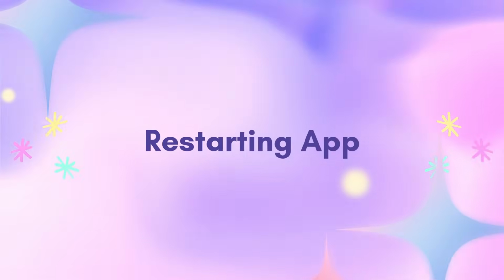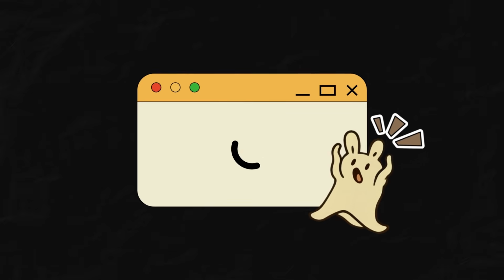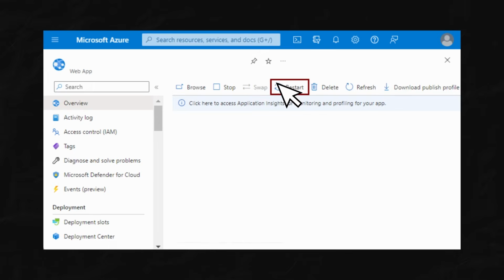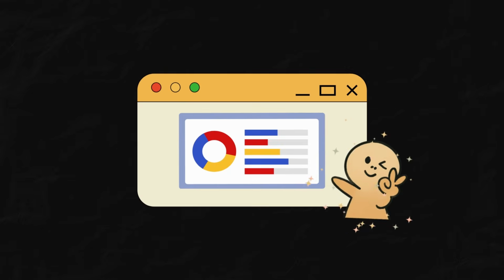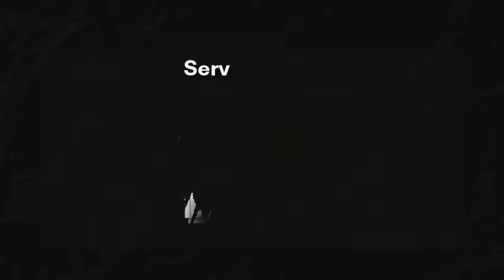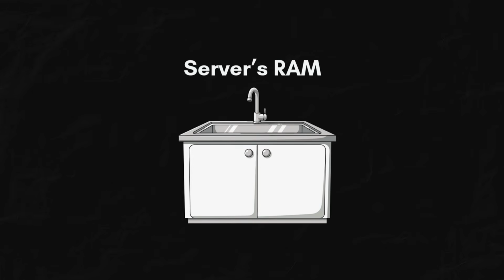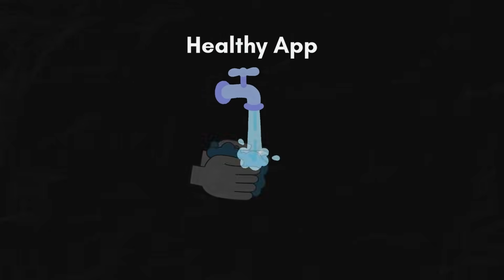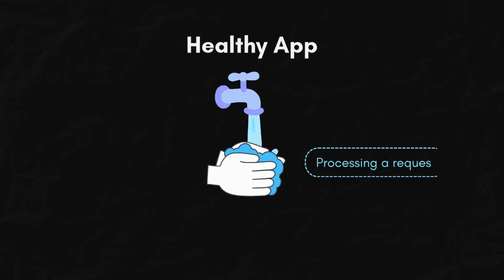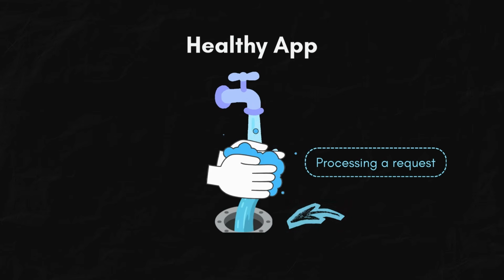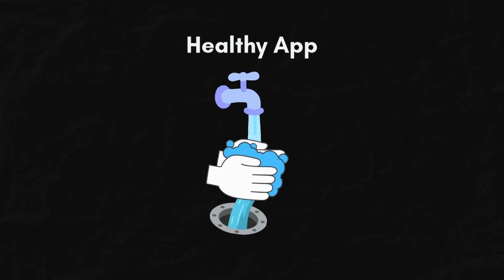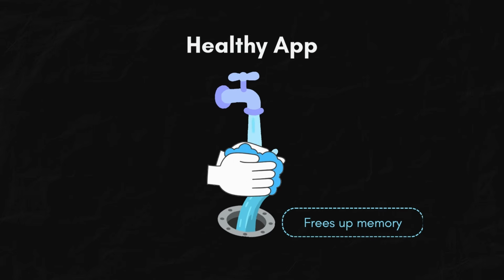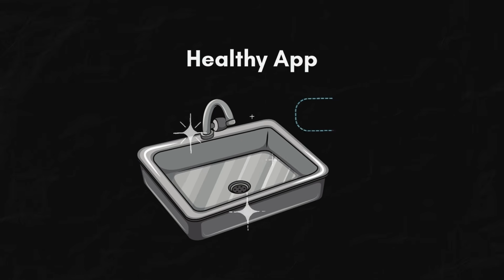Now, have you ever noticed this? When the app was acting weird, then I restart it and now it's fine. Why does that work? Let's visualize your server's RAM as a kitchen sink. In a healthy app, you wash dishes like processing requests in the app. The water drains away, like the garbage collector frees up memory. And the sink stays mostly empty.